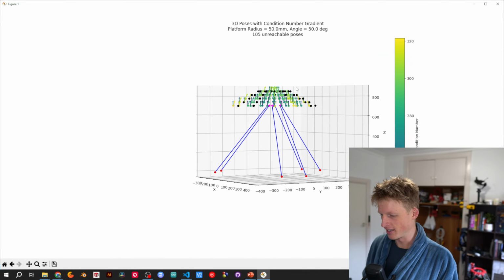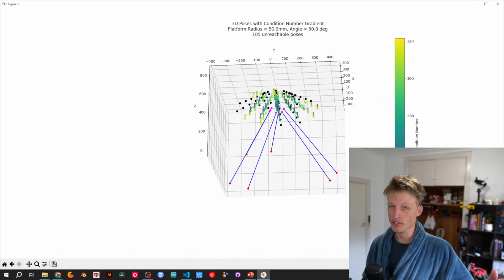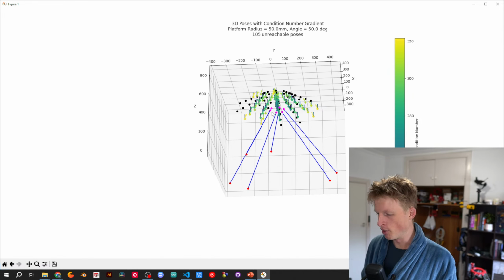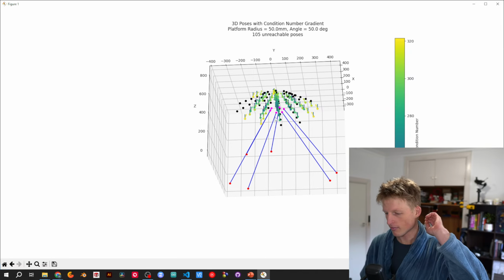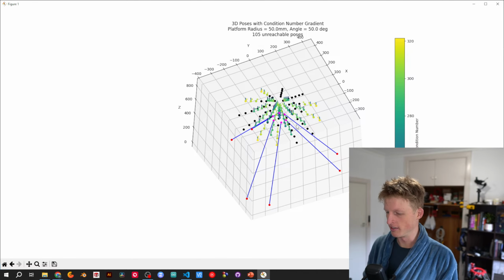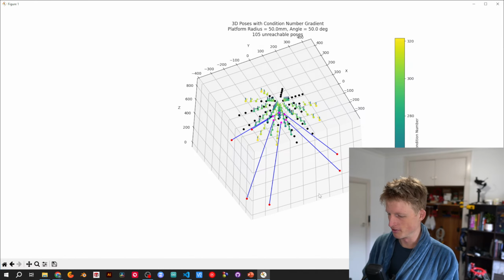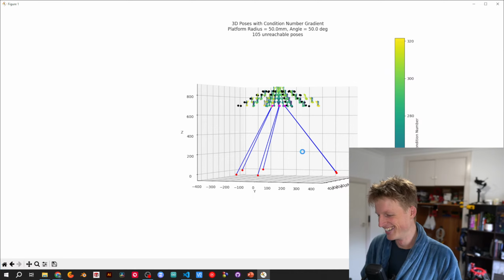All of the dots up the top in this cone sort of pattern are the poses that we're going to. The purple or magenta dots are the nodes of the platform, and the red dots are the nodes of the base, and the blue lines are the linear actuators themselves. I probably could have gotten a bit more fancy with setting all this up, but I don't know, it works.